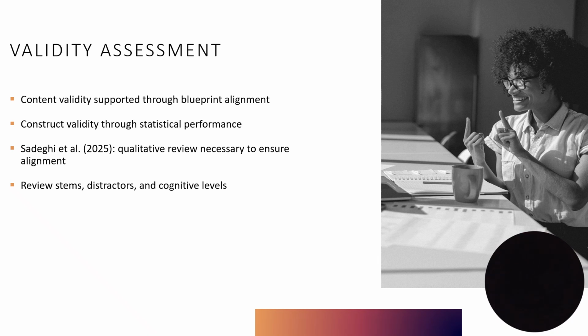Validity ensures that an exam measures what it is intended to measure. Content validity is supported through proper blueprint alignment, ensuring items map to course objectives and the cognitive levels required. Construct validity is reflected in item performance patterns and score relationships. As Sadeghi et al. emphasized, qualitative review is necessary to ensure STEM and distractors and item structure align with educational standards. Validity is strengthened when faculty systematically review items for clarity, relevance, and cognitive rigor.